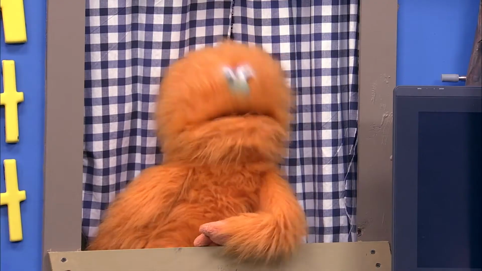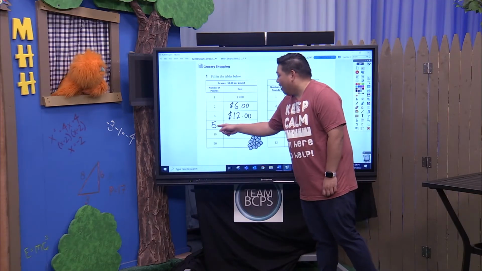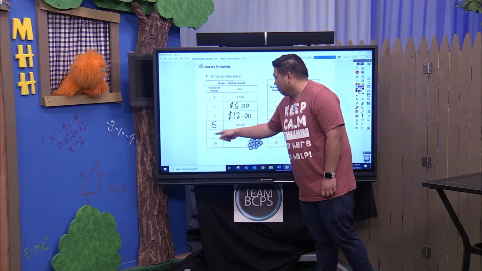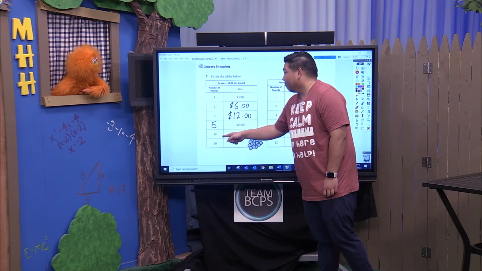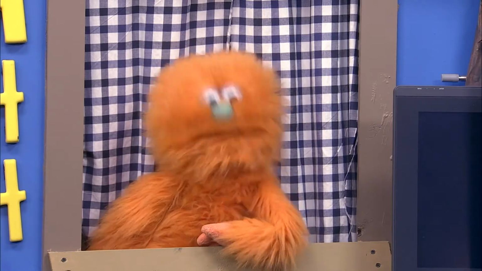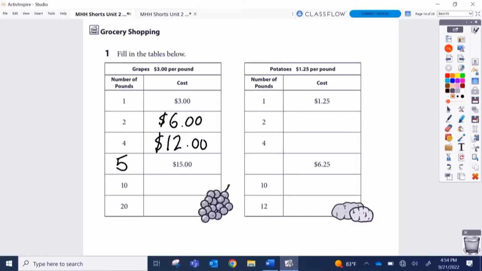I don't know. What do we do here, Mr. Teng? Well, how about this? 5 doubled is 10. So all we have to do is look at 15 and say, what is 15 plus 15? Or maybe even 15 times 2. And that would be 30. $30.